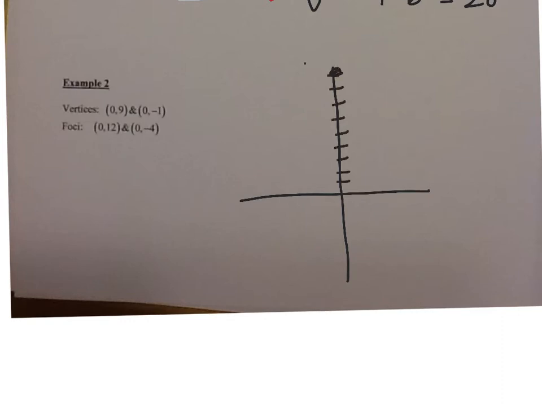So here's 0, 9. There's one of my vertices. And 0, negative 1. There's the other vertex. So the length of this here is a total of 10. So half of 10 would be 5. So I need to go 5 units down. 1, 2, 3, 4, 5. So that would be my center, which is going to be 0, 4.